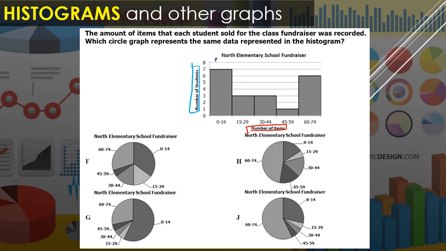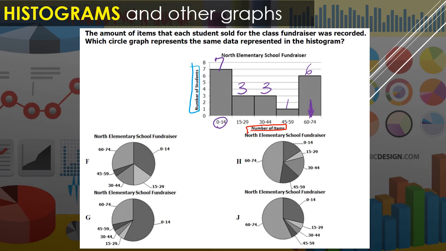So we have 7 students sold 0 to 14 items. And then you have 3 students sold 15 to 29 items. Another 3 students sold between 30 and 44. You have 1 student sold between 45 and 59. And then you have 6 students who sold between 60 and 74 items. And so now we have this histogram data, we need to figure out which circle graph matches that. For this one, what we're going to do is figure out which piece is biggest and then work our way down.